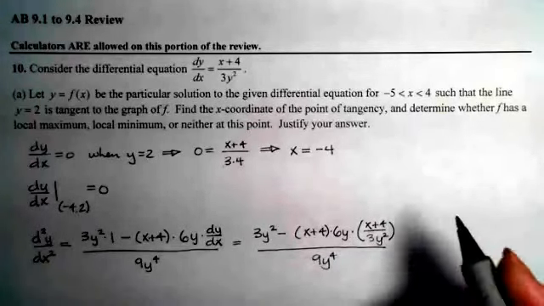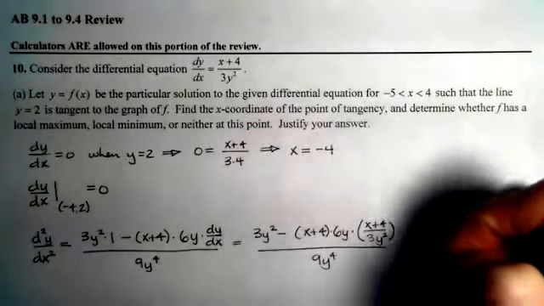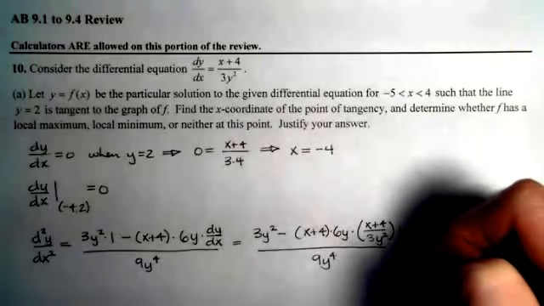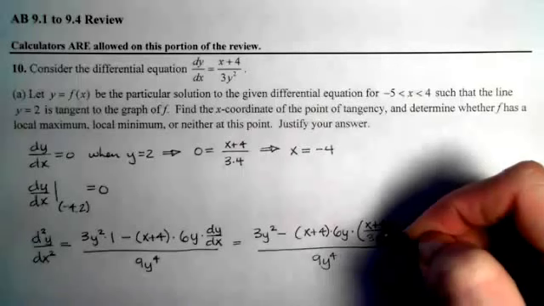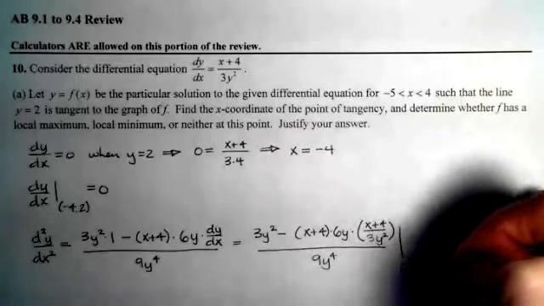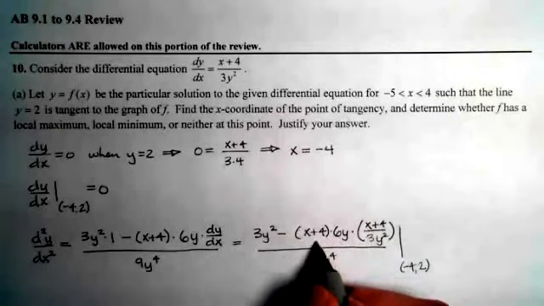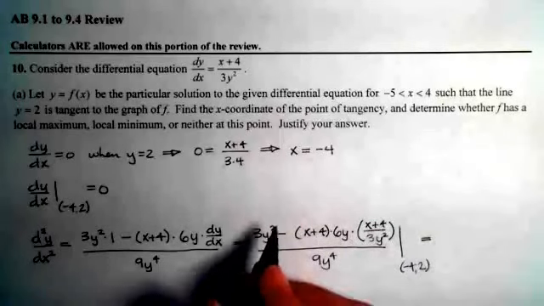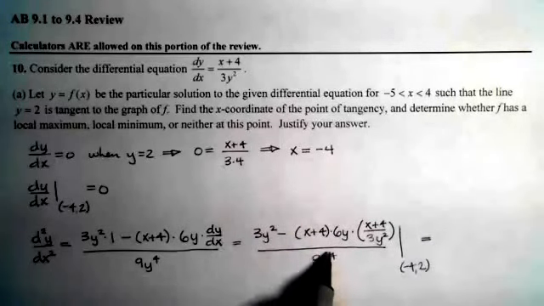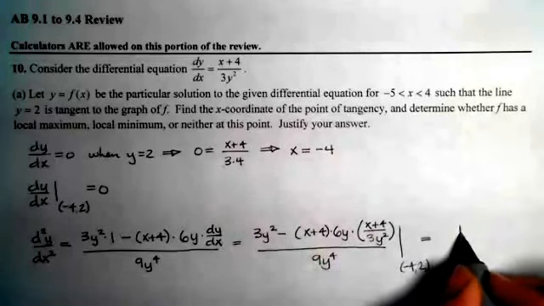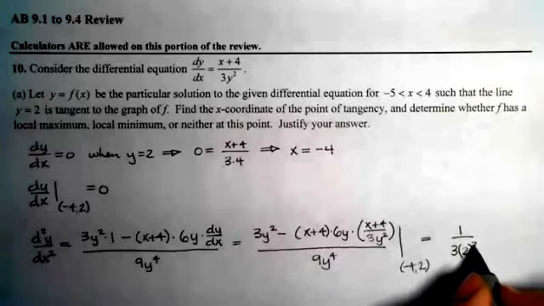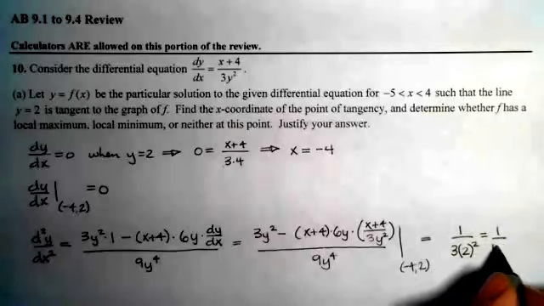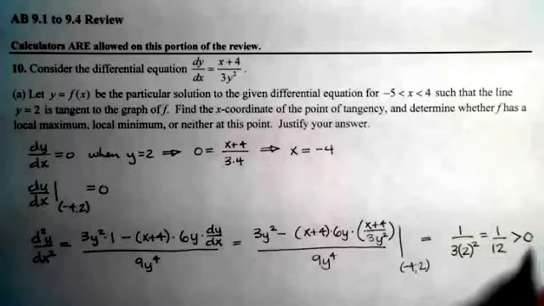Now I could, if I wanted, continue to simplify that, but I also can just plug in my point because I know that this is 0 at that point. So this entire thing turns into 0. And I really just have a 3y^2 over a 9y^4, which is a 1 over a 3 times the y squared. I end up with a 1/12, which is a positive number.